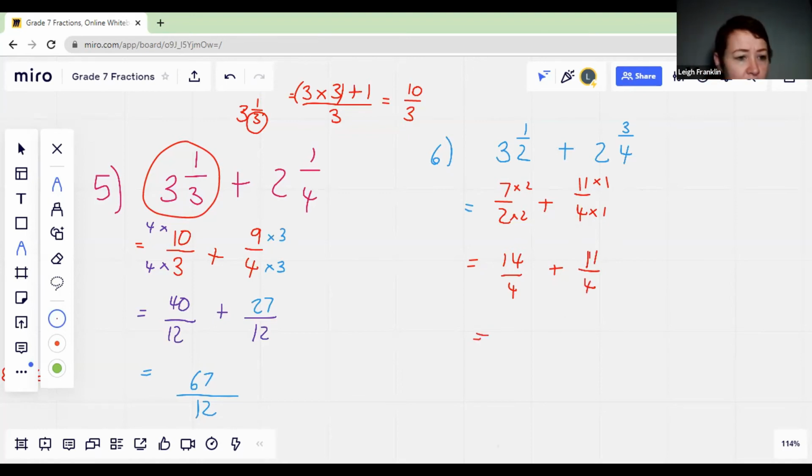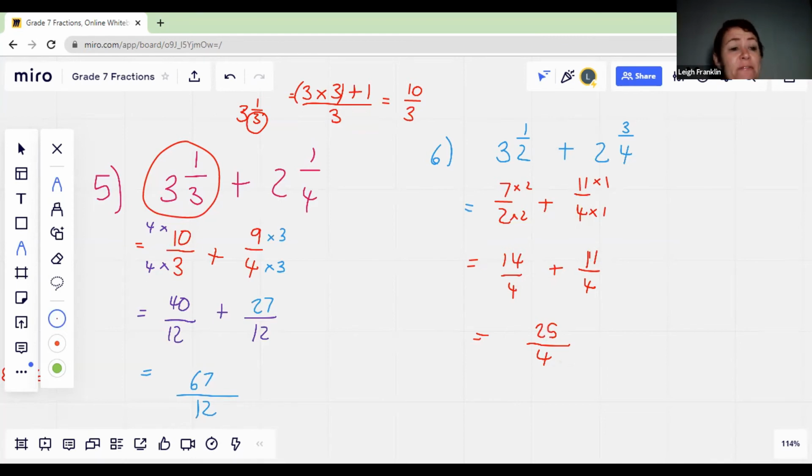Okay, and now we're going to keep the denominators. Theo, you said you got 5 as an answer. Okay, let's have a look, Theo. So we're going to keep the 4. We're going to add 14 and 11, and that's going to leave us with 25? Yes, ma'am. That's going to leave us with 25.